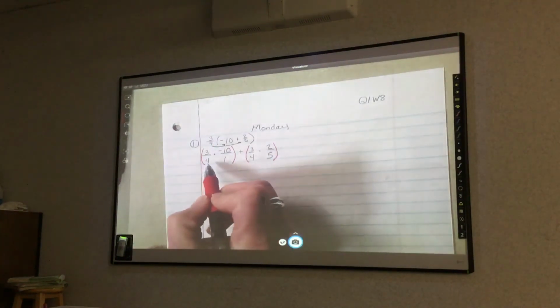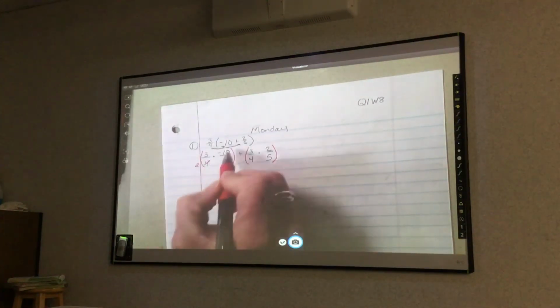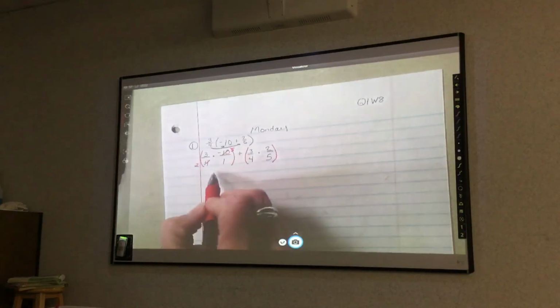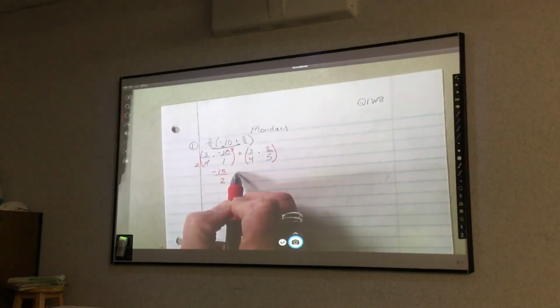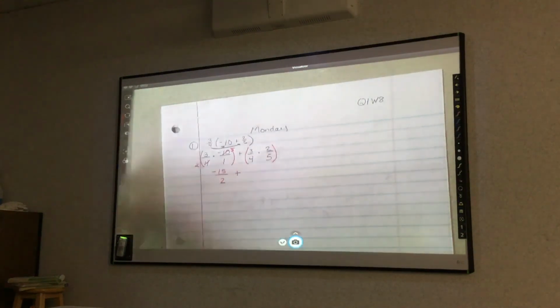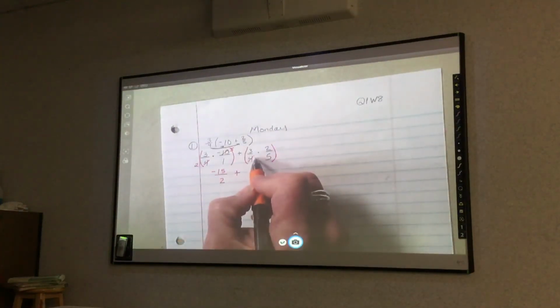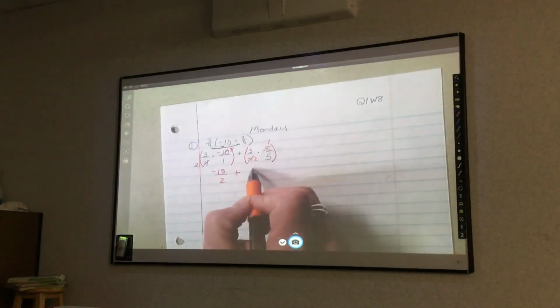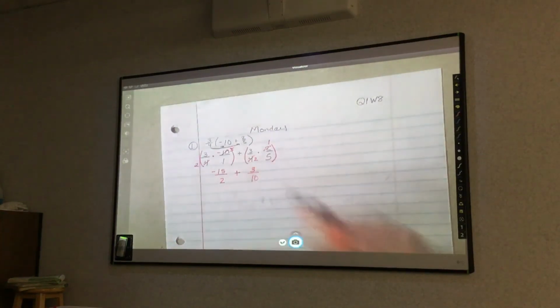I am going to reduce by 2, that becomes a 2. This becomes a 5. So 3 times negative 5 is negative 15, and 2 times 1 is 2. So negative 15 halves plus, now I reduce by 2, reduce by 2. 3 times 1 is 3. 2 times 5 is 10.